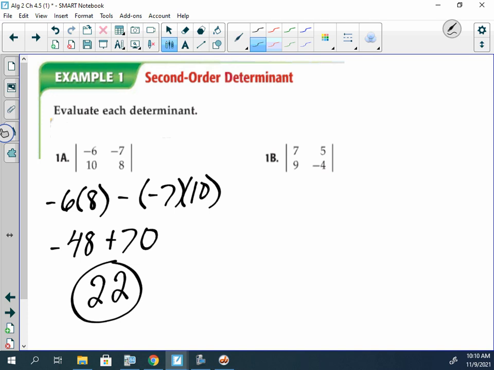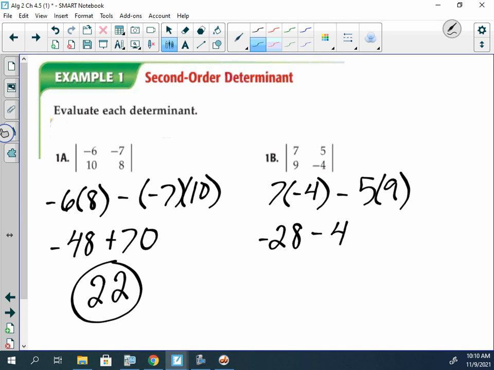Let's look at the next one. What we'd have, 7 times negative 4 minus what? Negative 4 would be negative 28 minus 45. They're going to be added together, so we'll get a bigger negative. 5 and 8, that'd be 13, carry the 1. 5, 6. Negative 73. Questions on this here?